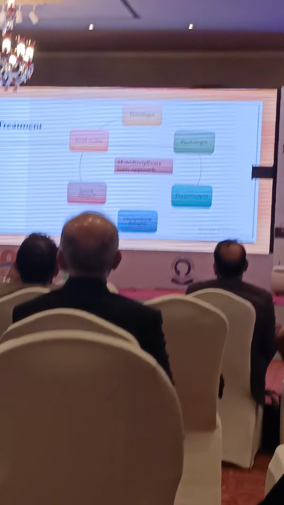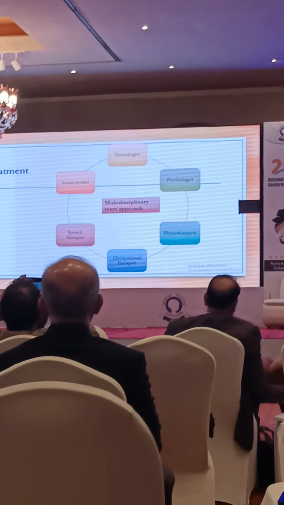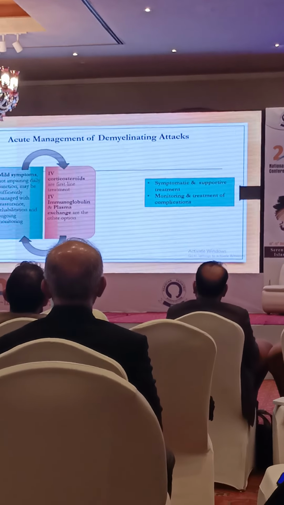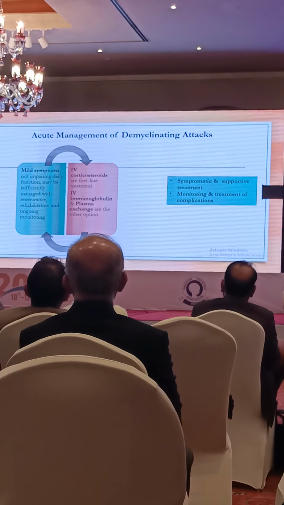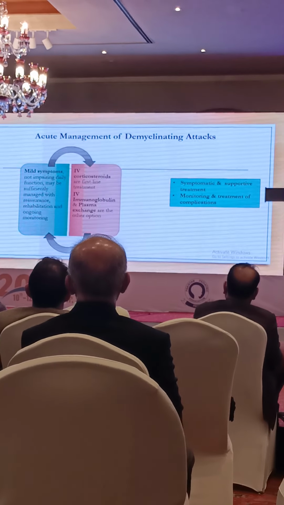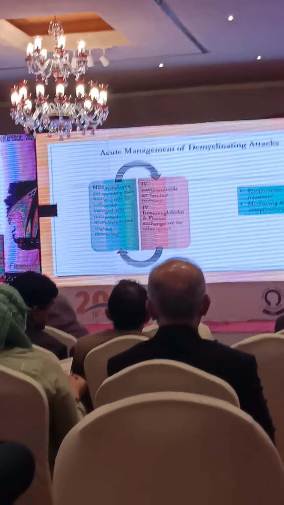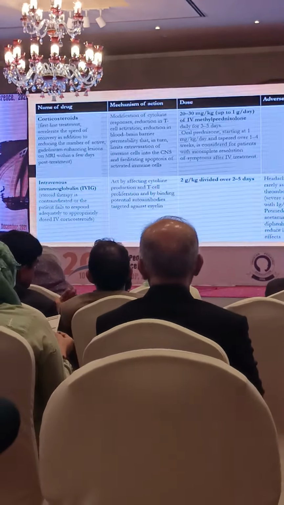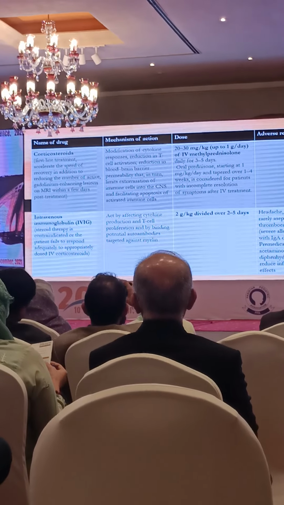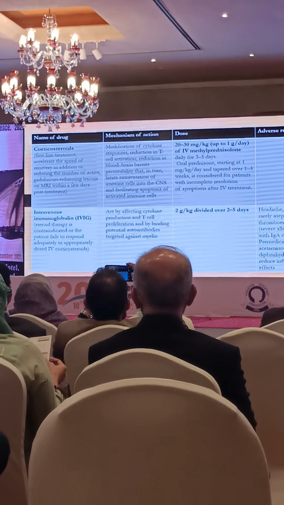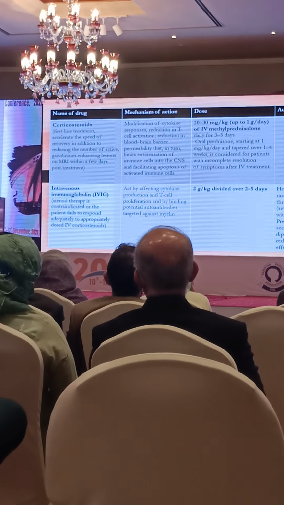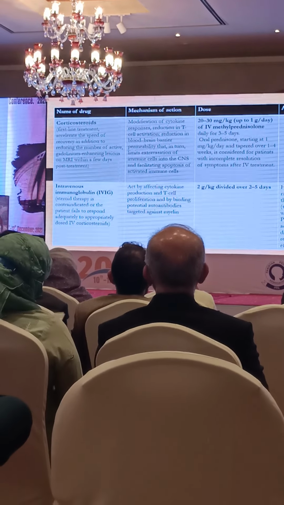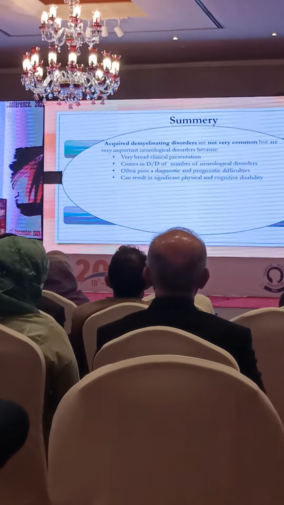So the treatment: as there are multiple systems involved, the treatment is multidisciplinary, symptomatic, supportive, and treatment of complications is for all the conditions. In the specific case, we use IV corticosteroids, immunoglobulins, or plasmapheresis. Usually we use methylprednisolone 30 mg per kg per day, and we use it for 5 days. If the disease is severe, we can use immunoglobulins as well as plasmapheresis.